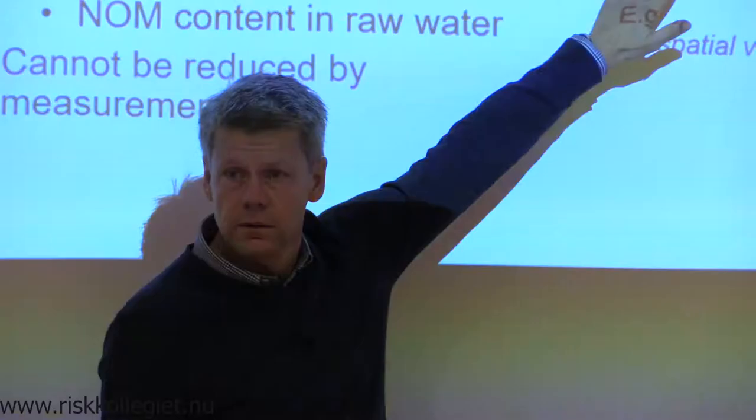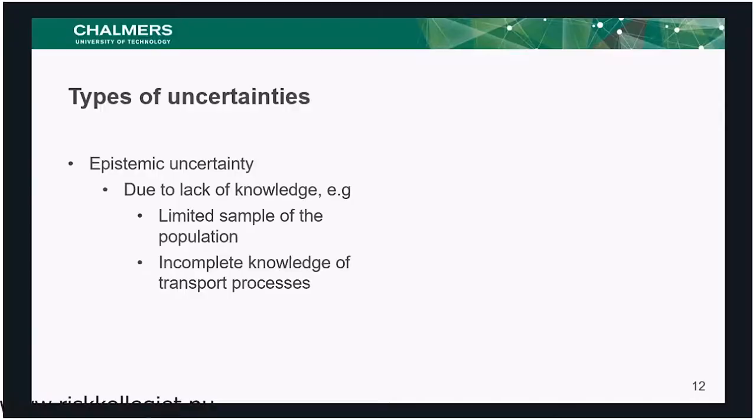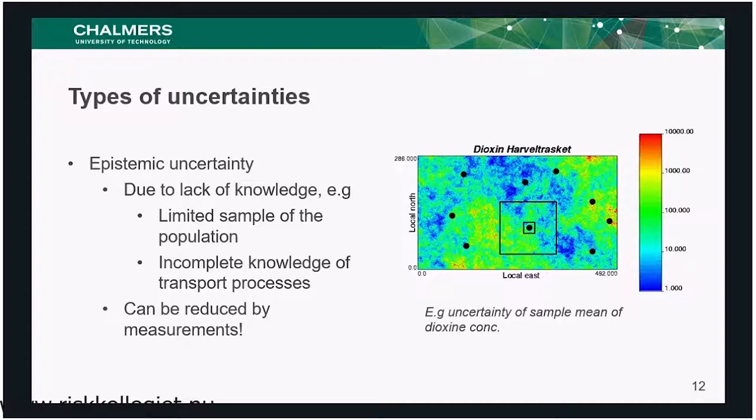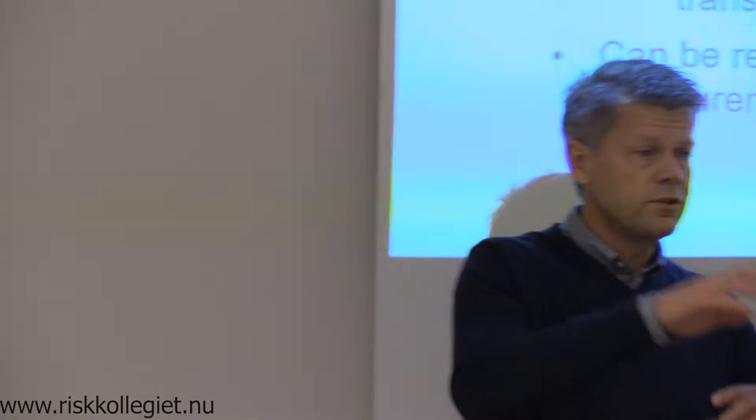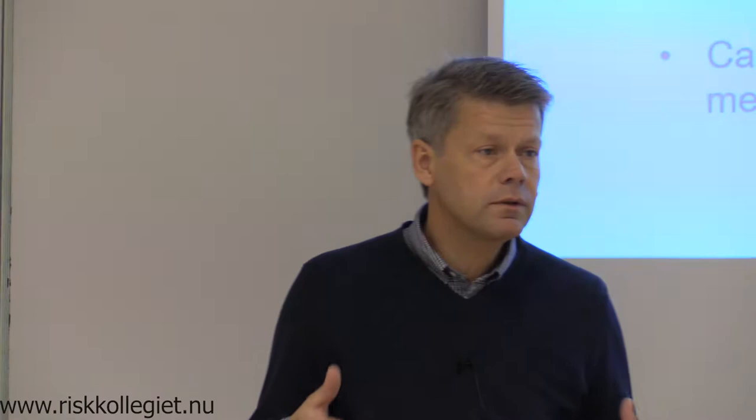But we have also what is called the epistemic uncertainty, which is due to lack of knowledge. We may have a limited sample of the population and an incomplete knowledge of transport processes through the system. This can be reduced by measurements. For example, the sample mean of the dioxin in that area. We can take more samples and be more sure about the sample mean, but we cannot reduce the spatial variability of the dioxin. So these are some examples of categorization of uncertainties that we are working quite much on.